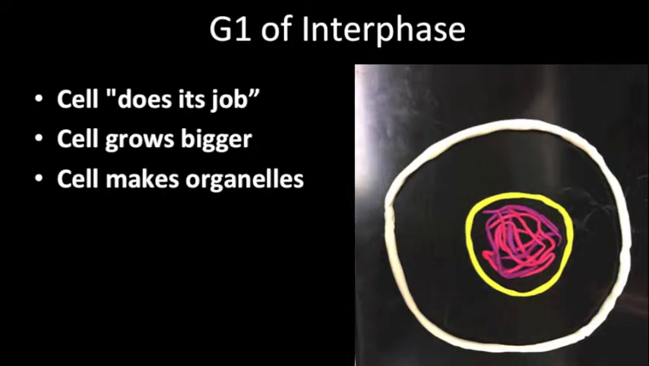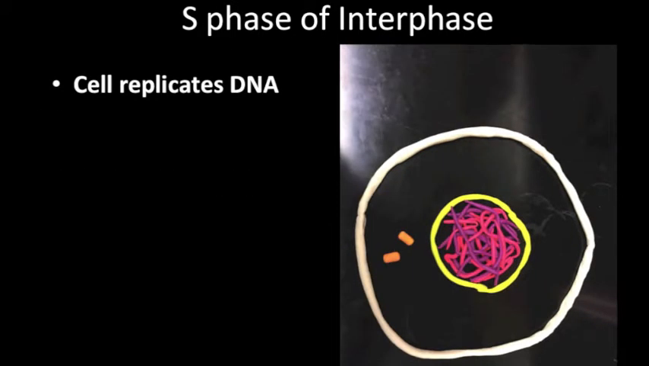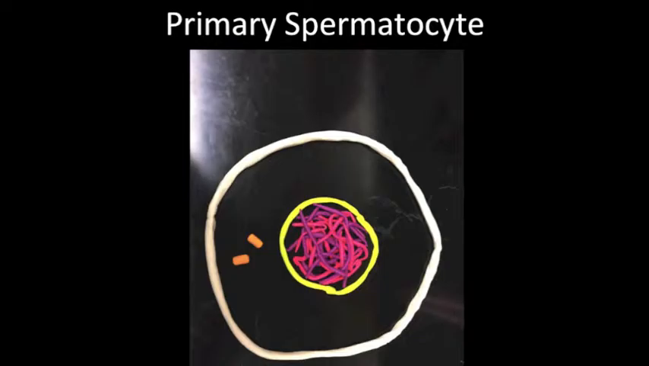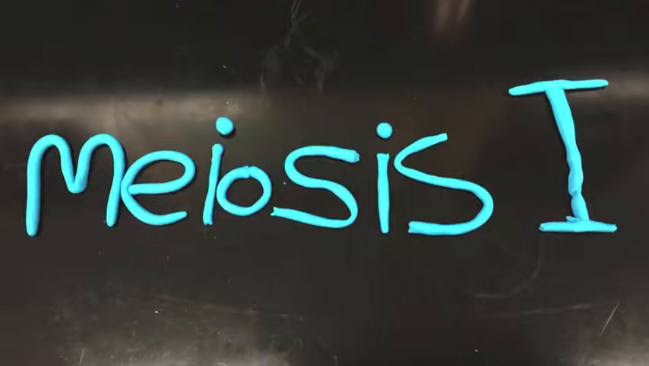During G1 of interphase, the spermatogonium does its job. It synthesizes proteins, lipids, and carbohydrates needed for the cell to grow and function. During S phase, the cell replicates its DNA. During G2, additional proteins are synthesized. The cell also begins making organelles and molecules needed for cell division. By now, the spermatogonium has specialized into a primary spermatocyte and is ready to undergo meiosis I.